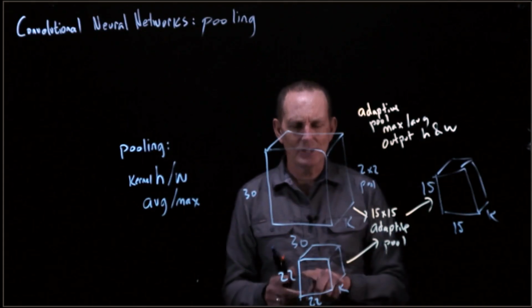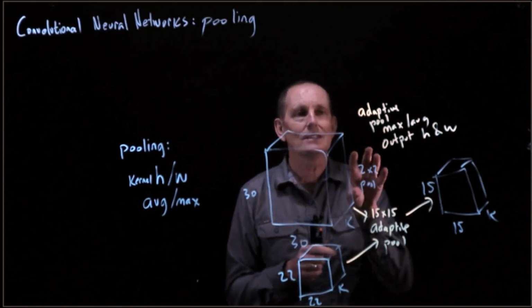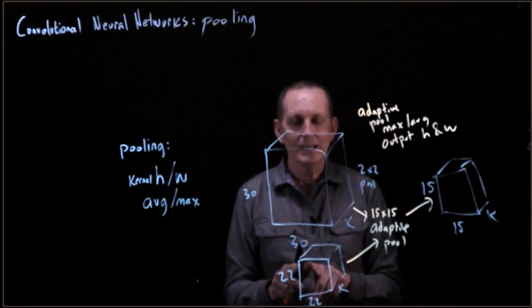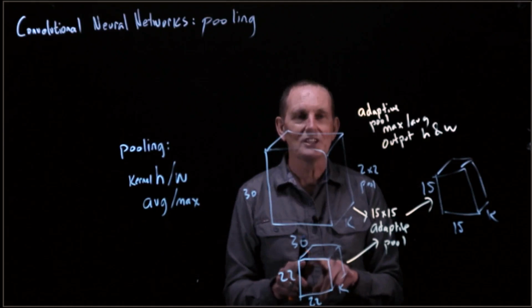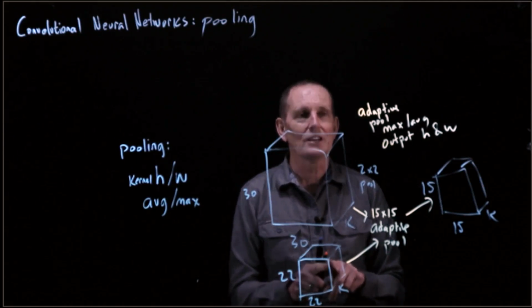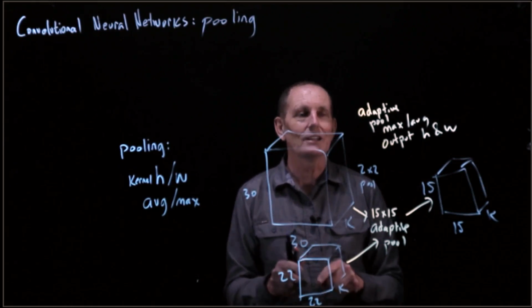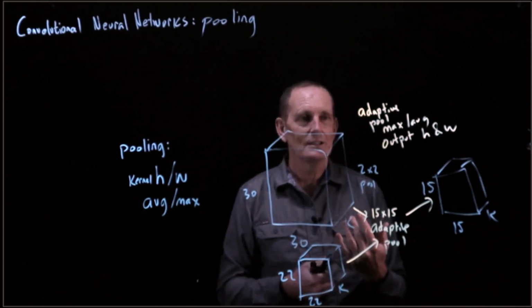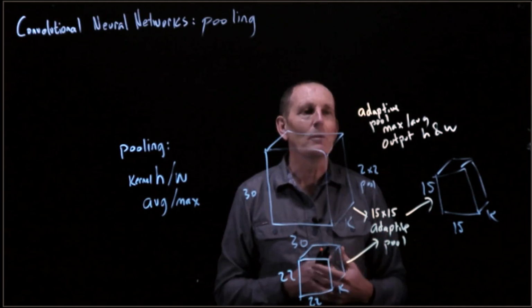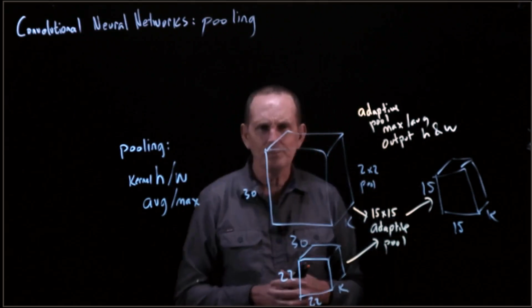How is this going to work, given you can't divide 22 into 15 evenly? Well, if it does divide evenly, it does just what it would normally do. If it doesn't divide evenly, it's going to actually make pools of different size. So we're going to have some pools of size 2 along here and some pools of size 1. So presumably 7 pools of size 2, horizontally and vertically, because that'll use up 14, and we'll be left with 8 remaining 1 by 1s. So the adaptive pool will do the right thing based on this input.